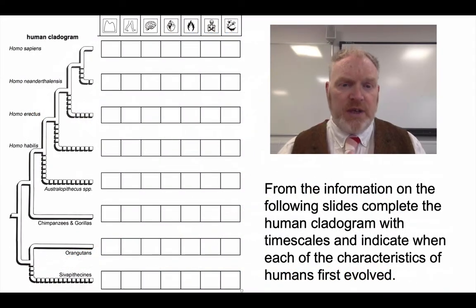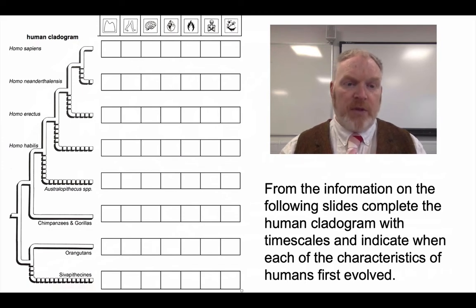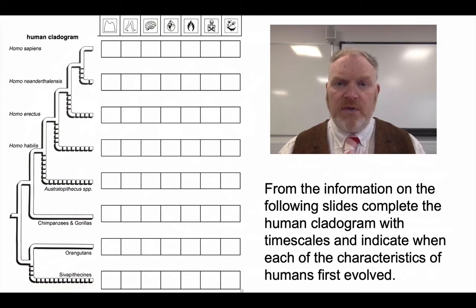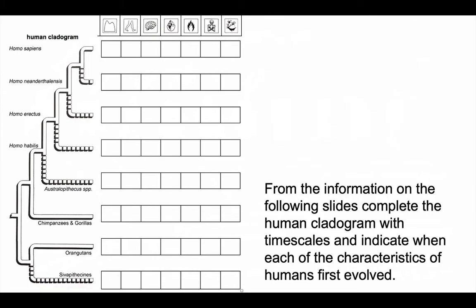This is the worksheet we need for today's lesson. We've got the cladogram on the left, and then we've got a whole series of characteristics shown at the top. What I'd like you to do as we work our way through this is to be ticking off the characteristics as they appear, and also some idea of the timescales involved. Okay, let's go.